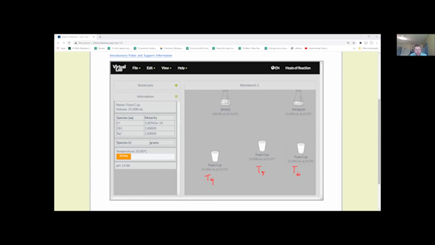Now I've transferred 25 milliliters of sodium hydroxide to each of these. Now, what I'm going to do is add HCl. I'm going to add 10 mils of it, because for trial 4, I need 10 milliliters. Whenever I do that, I see that my temperature jumps up to 28.8. So that's a temperature change of 3.8 degrees.